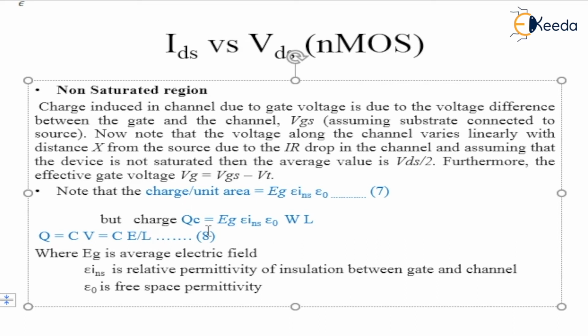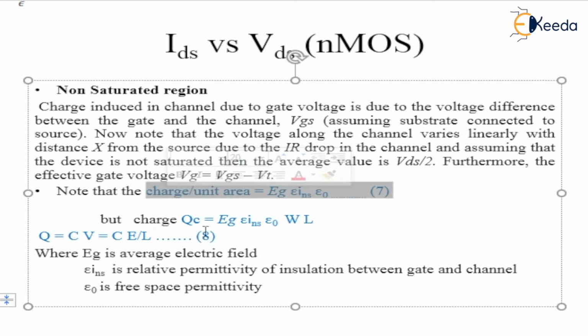Charge Q is equal to, from this equation, the capacitance C into V, voltage in terms of electric field. Now if you convert this charge in terms of unit per area, then the total equation looks like this: E into epsilon insulation into relative free space permittivity, epsilon naught. Consider this as equation number 7.